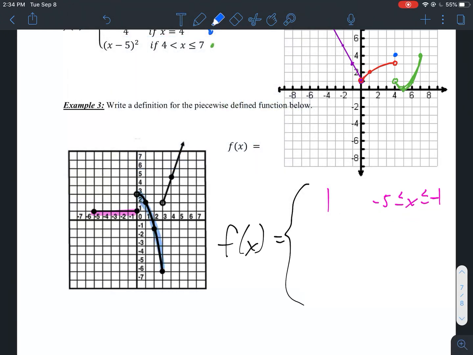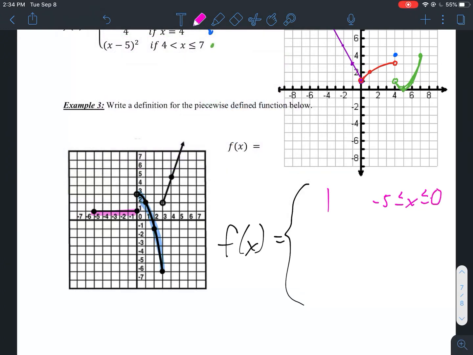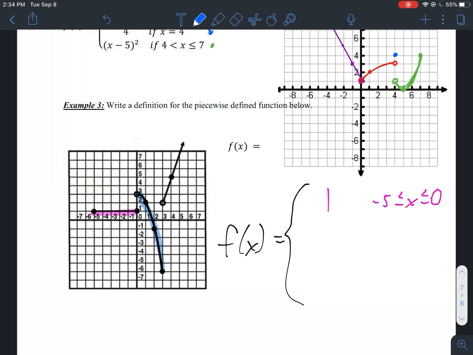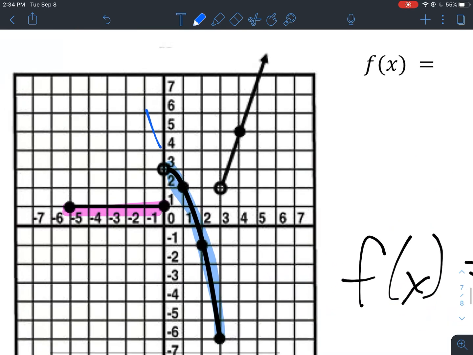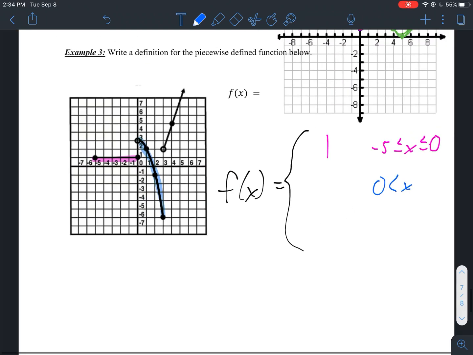piece looks like part of a parabola. Okay, so let's first write the domain for that one. The domain for that one, oh, actually, I'm sorry, I'm having trouble reading this graph. The first domain actually goes to 0. So the second domain would go from 0 to 3. These numbers are a little tricky to read here. 0 to 3. And it does not include 0 because of the open circle right here. But it does include 3 because of the closed circle right there.